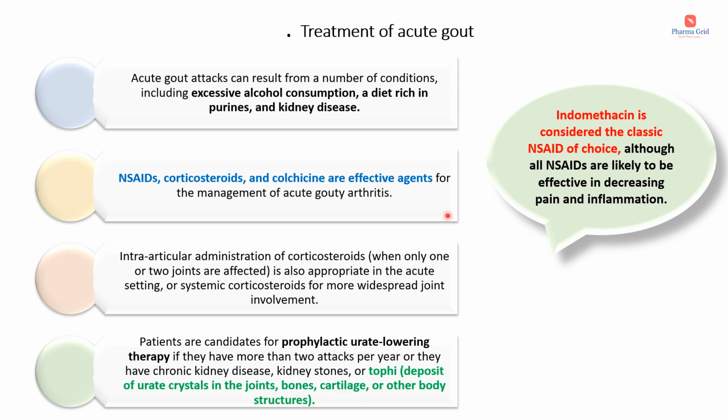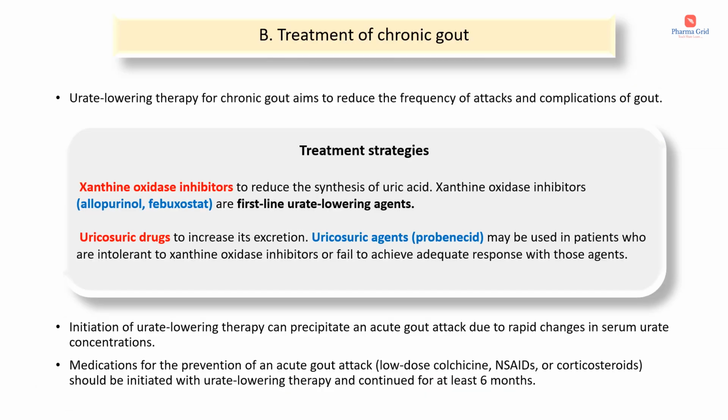Okay, so among these NSAIDs, indomethacin is considered the classic NSAID of choice, although all NSAIDs are likely to be effective in decreasing pain and inflammation. So in the previous slide, we have seen the treatment options for acute gout. Now we will see the treatment of chronic gout.